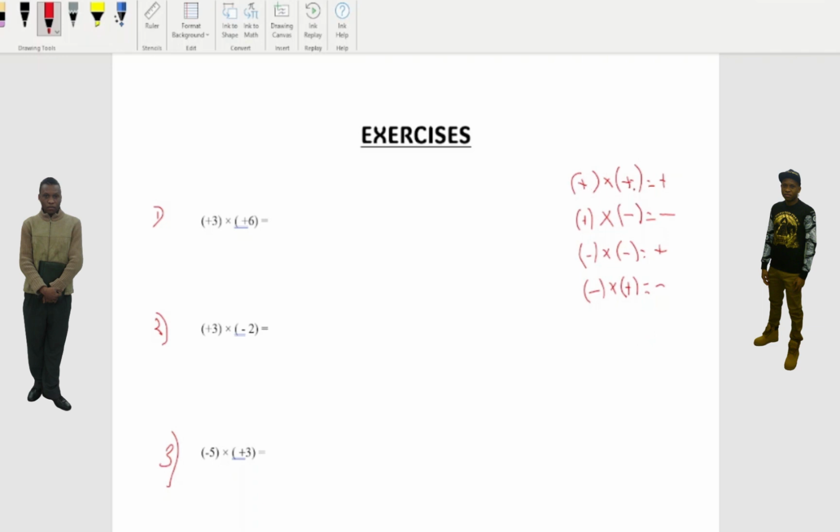Positive times positive equals positive. Positive times negative equals negative. Negative times negative equals positive. Negative times positive equals negative. Okay? So we're gonna leave this here for you.